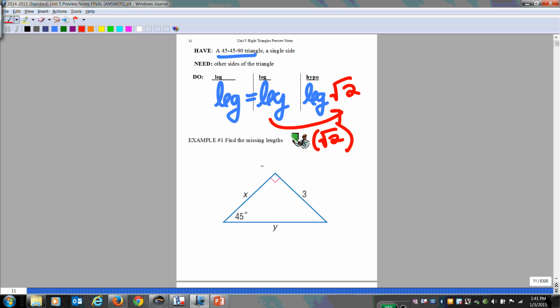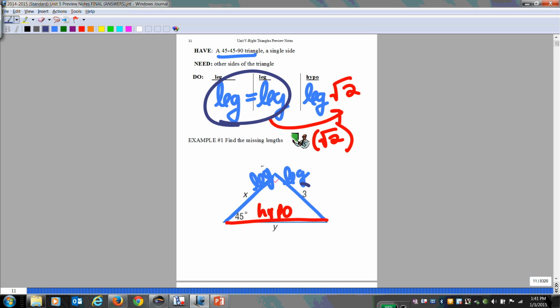Let me do a couple examples with you. And right here, first we're going to label our legs. We have a leg here. We have a leg here. And we have a hypo. So we know the first pattern is the legs are equal. Leg equals leg. So if this leg is 3, automatically this leg is 3. This only works for a 45, 45, 90.